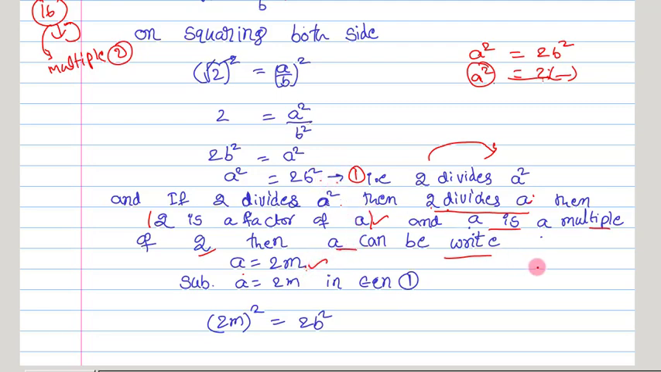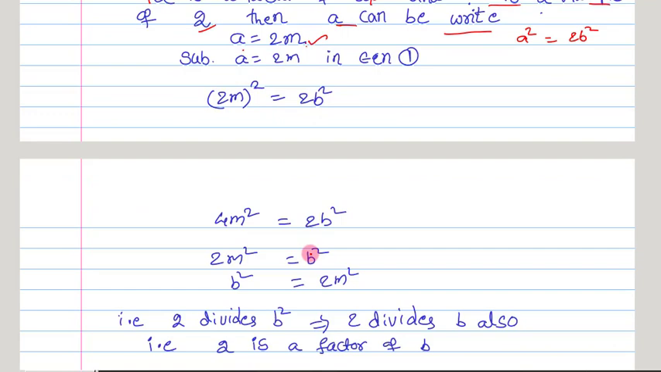What is our equation 1? That is a square is equal to 2b square. In this I am substituting that a is equal to 2m. On substituting that, I can write equation 1 as (2m) the whole square is equal to 2b square. From this, I can write 4m square is equal to 2b square. Now, on transposing this 2 to the other side, we can write it as 2m square is equal to b square. So b square is 2 into m square.